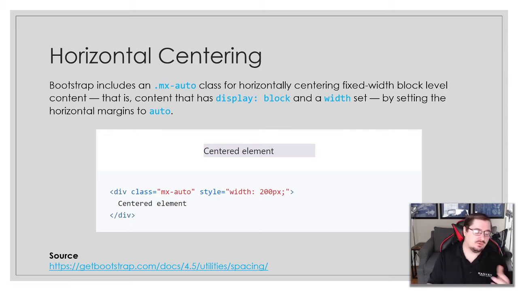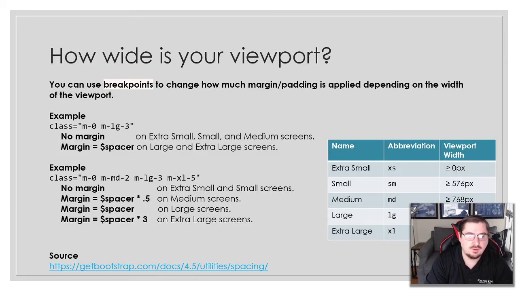Now, there is no MX auto, no MY auto that works vertically. If you want to center something vertically, then you do need to use Flexbox. This is a quick trick that you can use if you don't want to go all the way to add a Flexbox container and you've only got one thing to center.